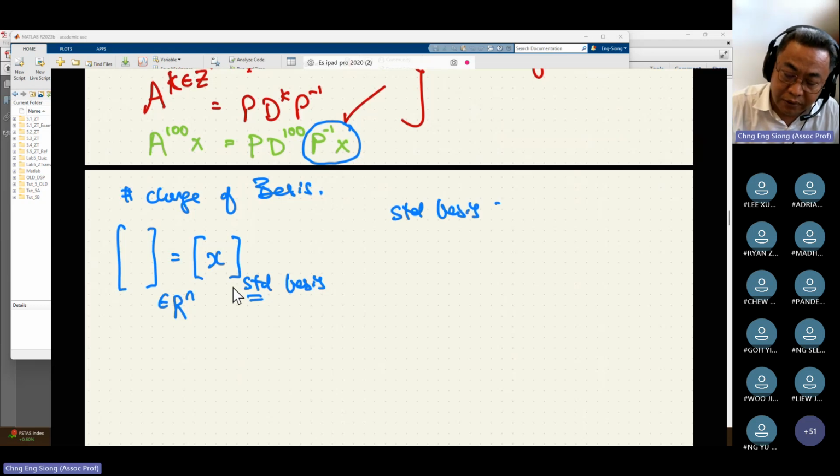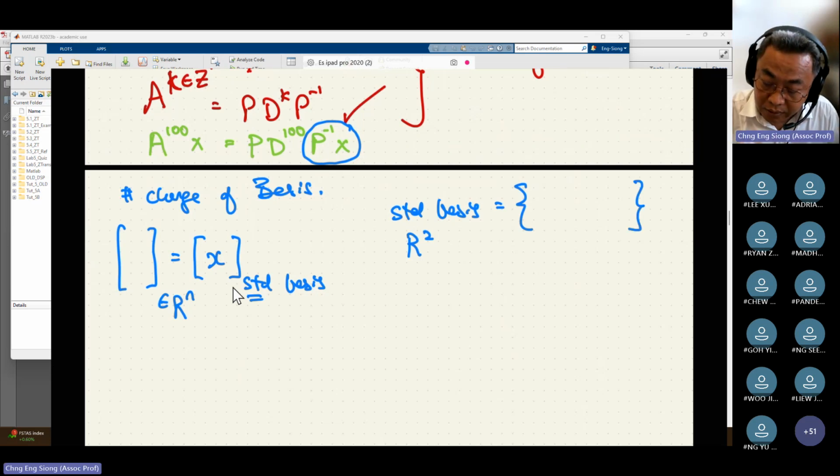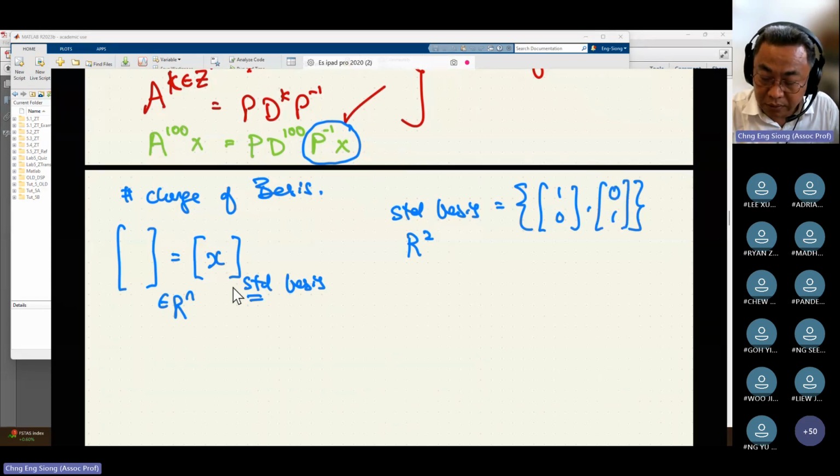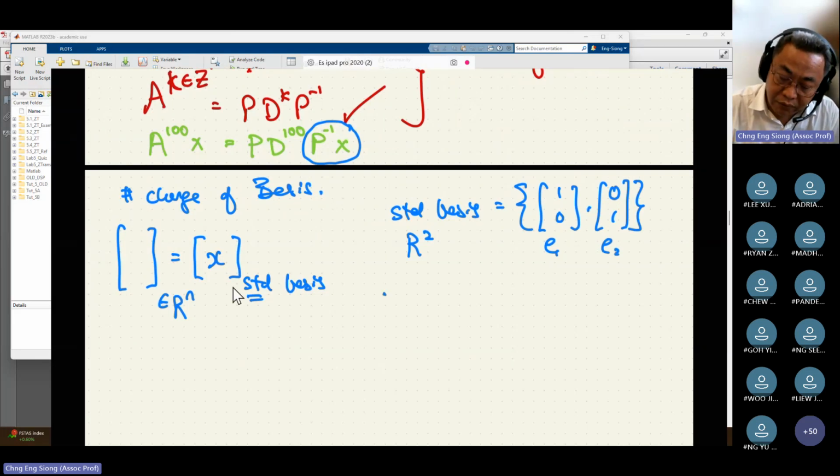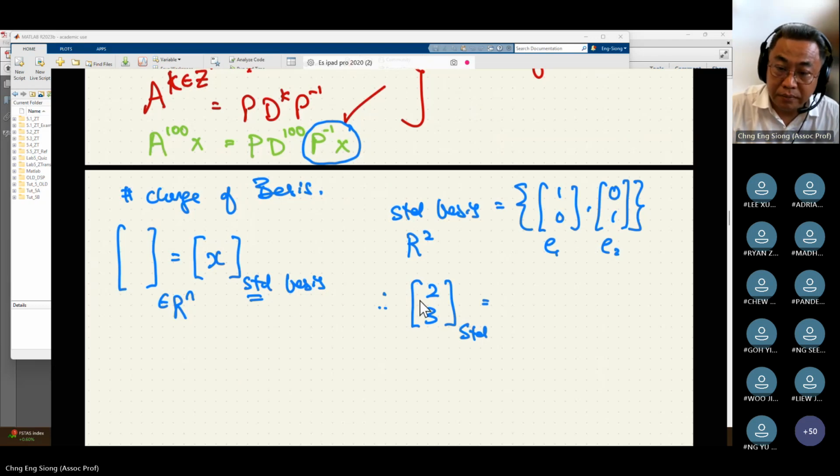Can someone tell me for R2? Is this one? 1, 0, 0, 1. So this is E1, this is E2. So therefore, if I say I have a vector 2, 3 in the standard basis, what am I actually telling you, guys?